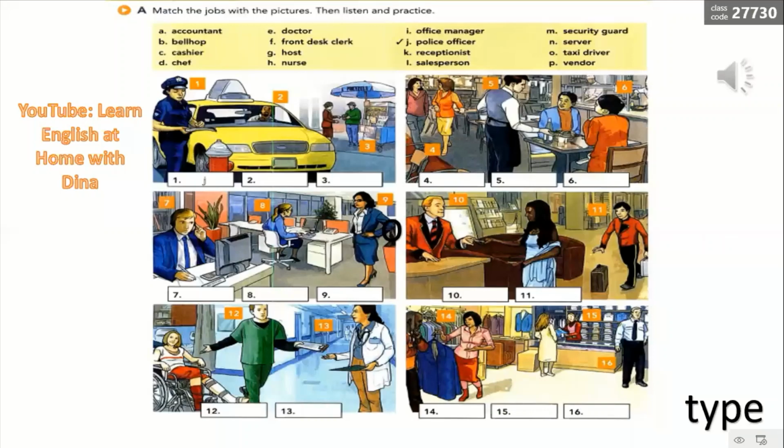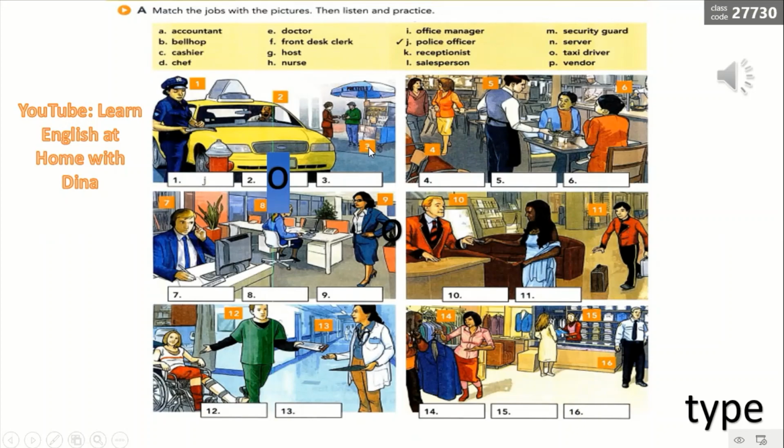Okay. So these were the new vocabulary in this unit, which are, of course, the jobs. Then let's see them as fast as we can. Number one, of course, is J, which is a police officer. Then number two, he's a taxi driver. Great. What about number three?